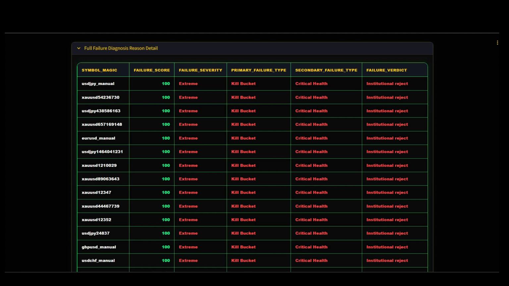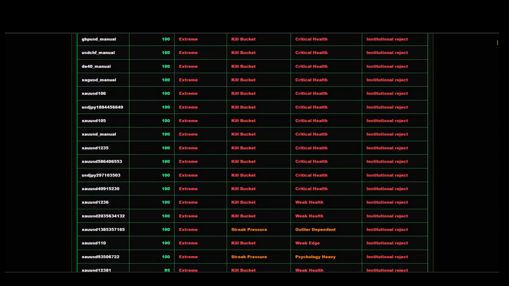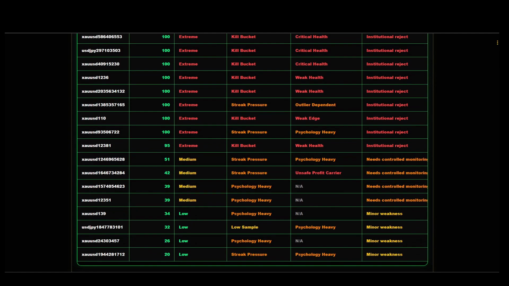As the workflow continues lower into the table, the severity profile slowly begins changing. The framework starts moving away from full rejection logic and into controlled monitoring classifications. These robots are no longer considered completely broken, but they still contain meaningful structural pressure. Some remain psychologically heavy. Some suffer from unsafe profit carry behavior. Others still show dangerous streak dependency or unstable recovery balance.